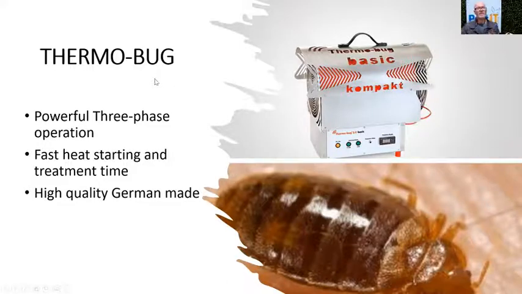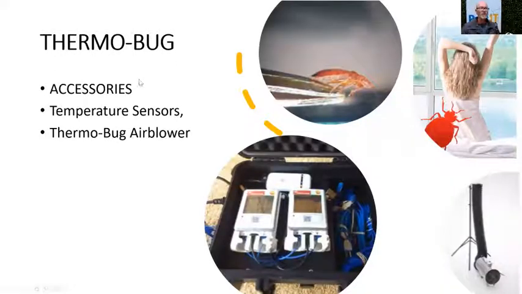The downside, of course, is you've got to have access to 3-phase power on site or have a generator outside. And we'll look at generators and so on. From a Thermo Bug perspective, you've got access to a whole range of temperature sensors and an air blower.